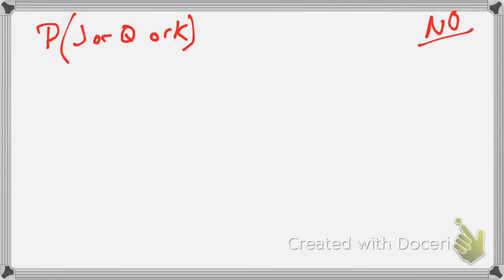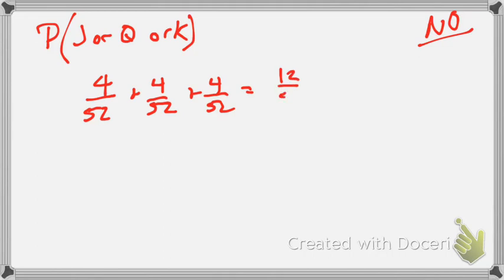So if I look at this, there's no overlap, which just means that I can add all these together. 4 out of 52 plus 4 out of 52 plus 4 out of 52 equals 12 out of 52. And that simplifies down. Oh, I did math bad on my notes, so I've got to fix that. I'll do that right now. So this simplifies down very nicely to 3 over 13. So I have a 3 out of 13 chance at grabbing a jack, a queen, or a king. So that's what that looks like.